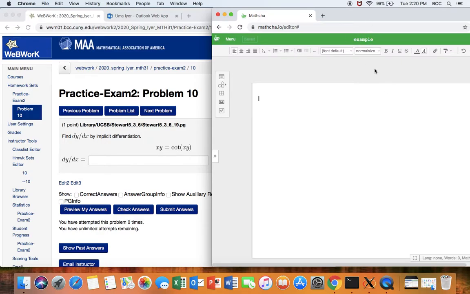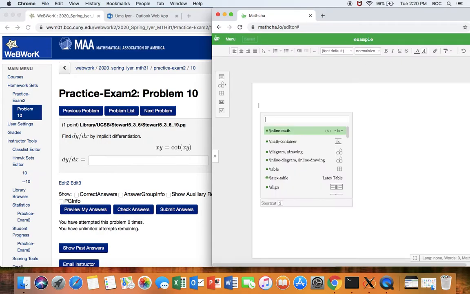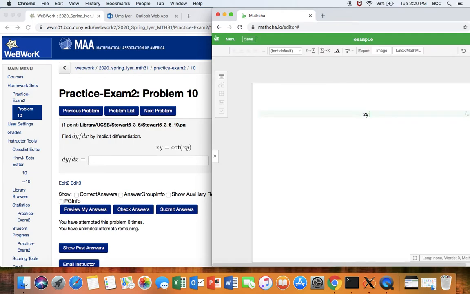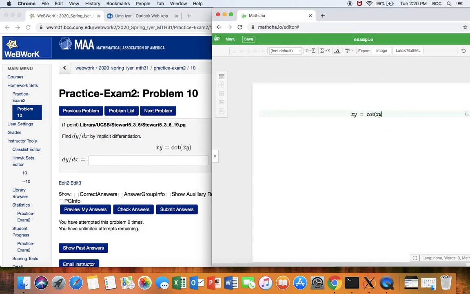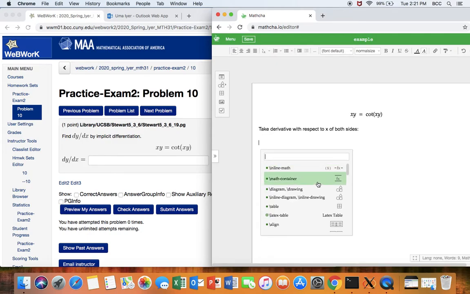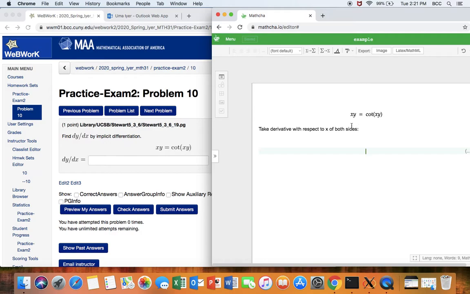So let's try. Okay, so let me write down the equation of the curve. xy equals cotan of xy. All right. So you're going to take derivative with respect to x of both sides. Fair? So now let's try. On the left, this calls for product rule. Derivative of the first one, second as it is, plus first as it is, derivative of the second dy dx.